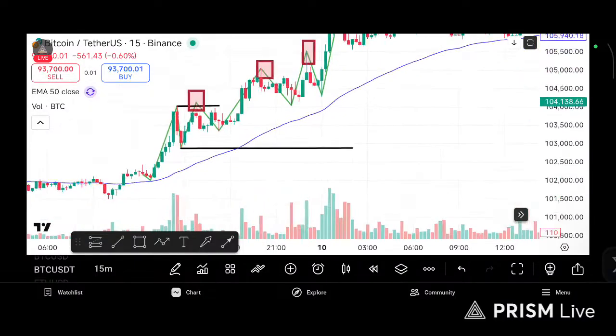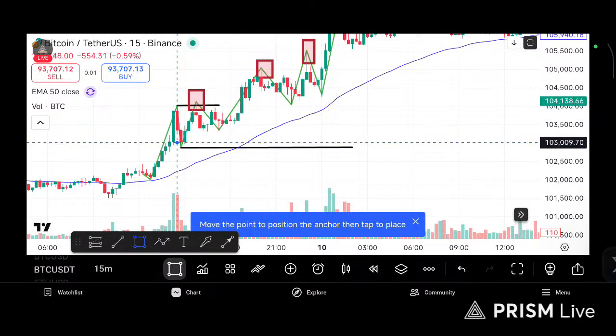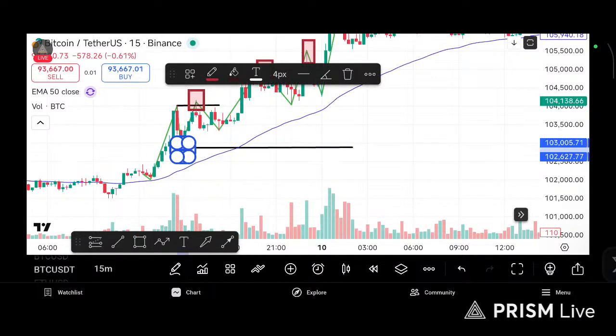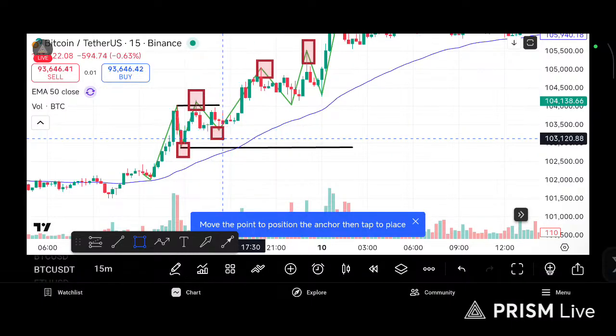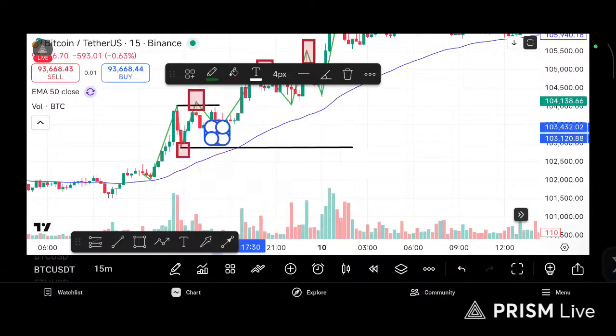The blue box is my swing low, which is my higher low. Okay, I'm going to color it right now, so don't panic. That's green. Let me not use green, let me use purple.